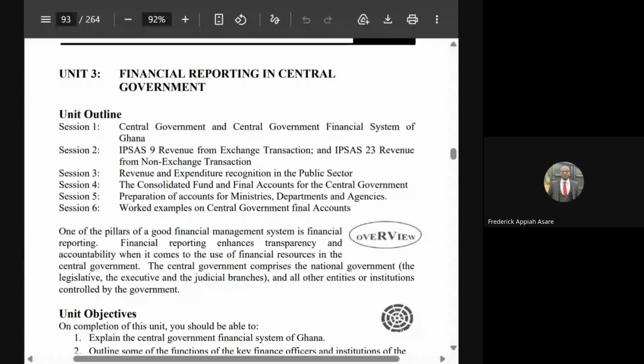All right. Now we are done with the budget. We've done the approaches of budget. We've done the central government budget, what it goes through, the process that they go through. We have also done the local government budget, where we concentrated more on the district assembly. Now, let's look at the financial reporting in the central government.